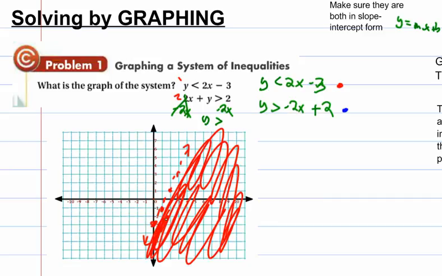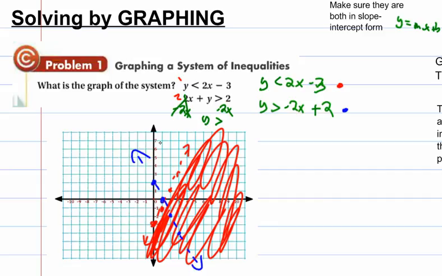There it is. Our next one is y is greater than negative 2x plus 2. So in blue, we're going to start at 2 because it's a positive 2 y-intercept. And then we're going to go down 2 and over 1. This one's also dashed because there's no or equal to part.